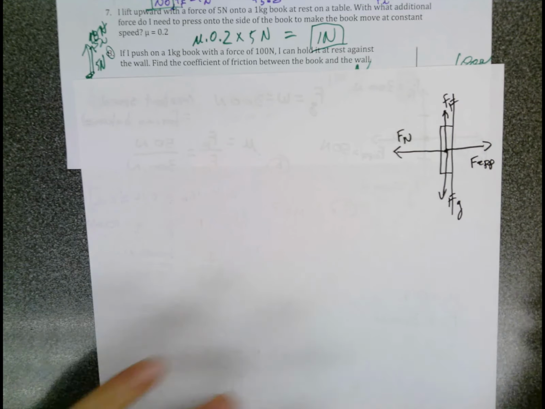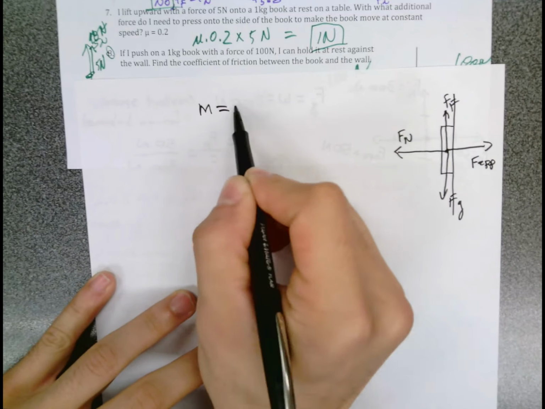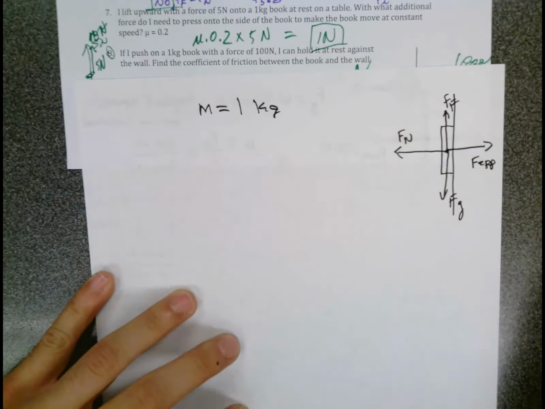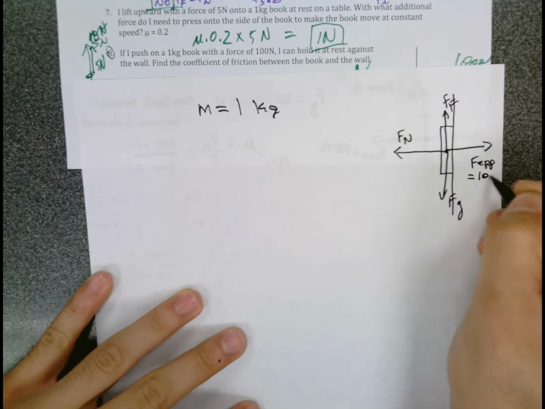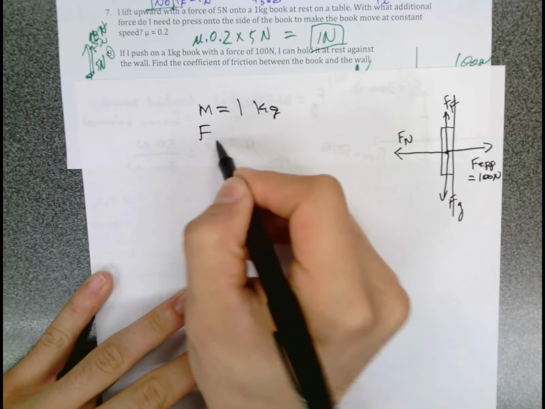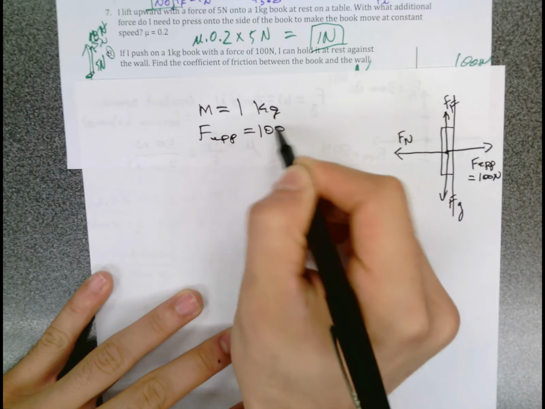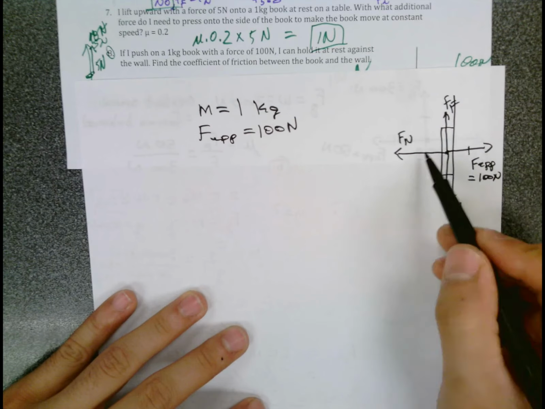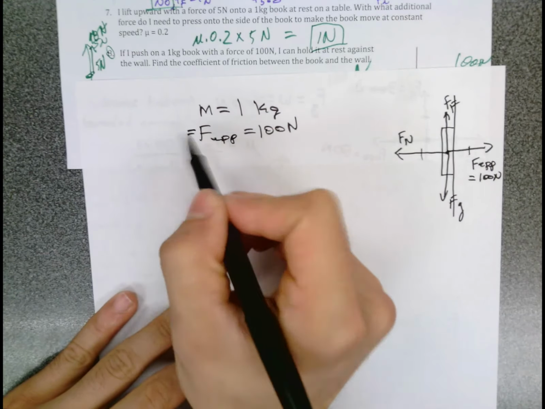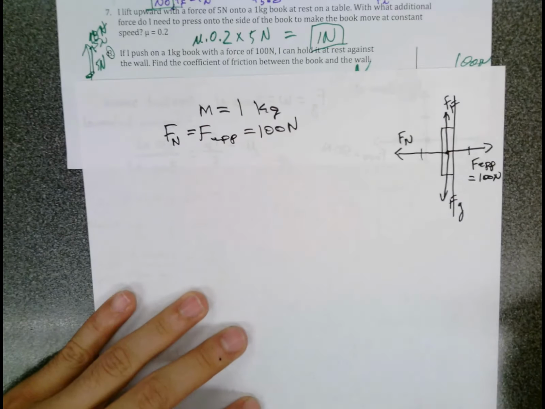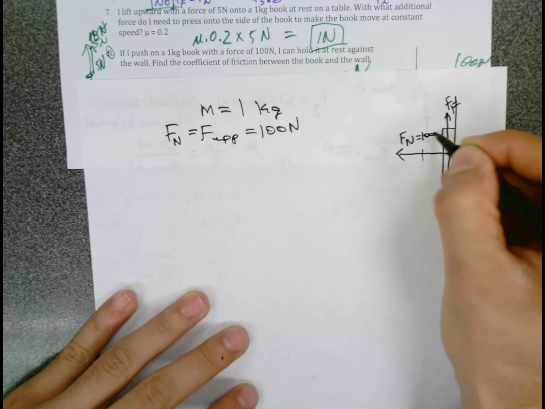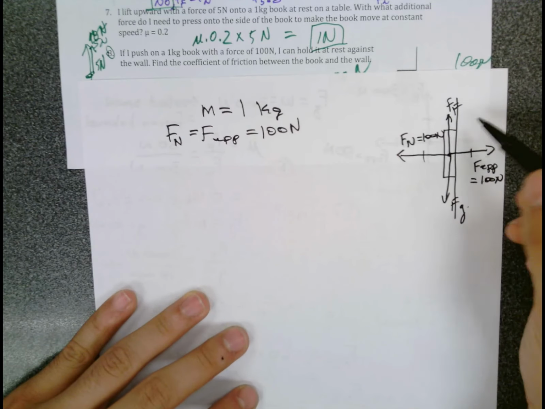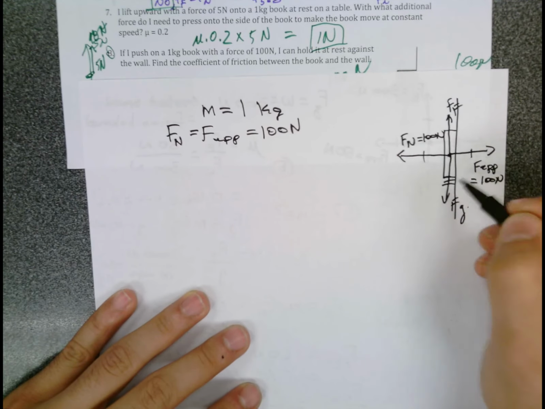In this case, our mass given is m equals 1 kilogram, and the force applied is equal to 100 newtons. F_app is equal to 100 newtons. If you look at this free body diagram, the rightward force actually equals the normal force. So in this case, Fn is equal to F_app. If we keep on going and fill out this free body diagram, we know that the force of gravity and the force of friction have to also be the same.